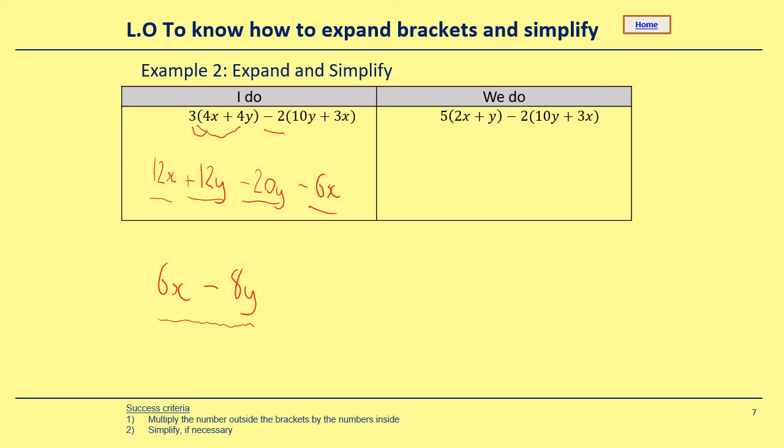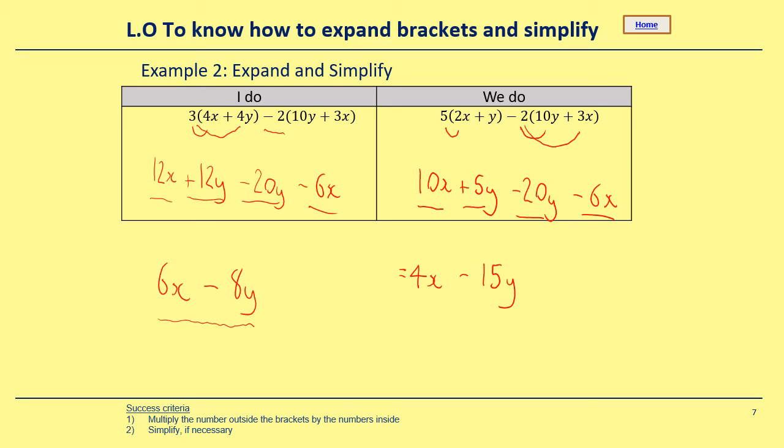Okay, so hopefully you've paused it and you've had a go at this next one. So 5 times 2x gives me 10x. 5 times y gives me 5y. And then I'm going to expand the second one, treating this 2 as negative 2. So minus 2 times 10y gives me minus 20y. And minus 2 times 3x gives me minus 6x. Now I've got 10x take away 6x, which gives me 4x. 5y take away 20y gives me negative 15y. And this is my answer, okay?